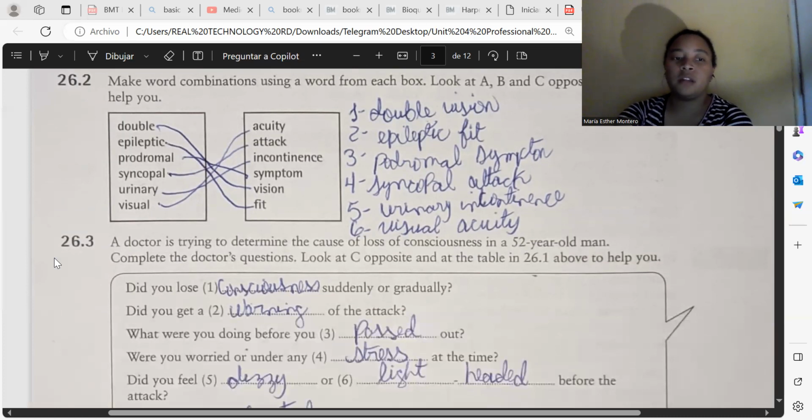Exercise 26.3. A doctor is trying to determine the cause of loss of consciousness in a 52-year-old man. Complete the doctor's questions. Look at the opposite page and at the table in 26.1 above to help you.